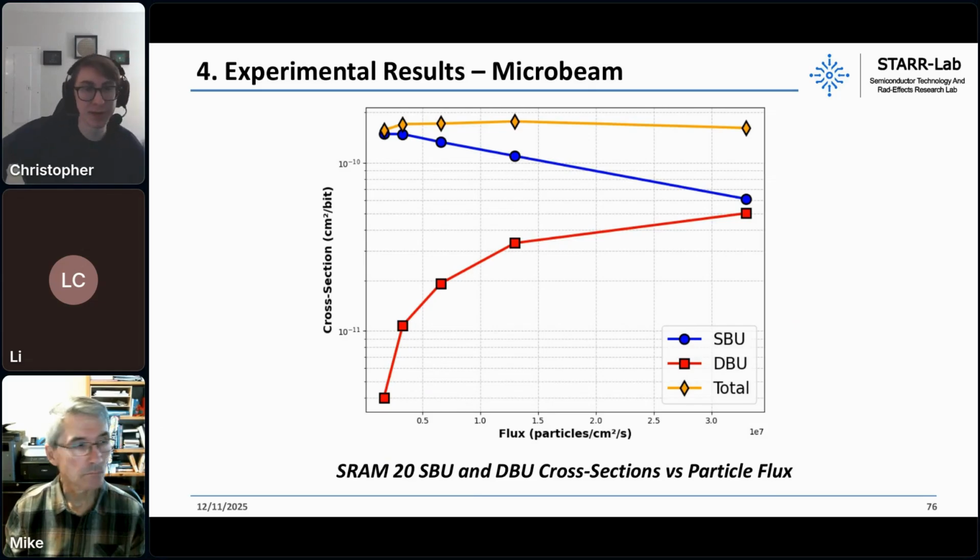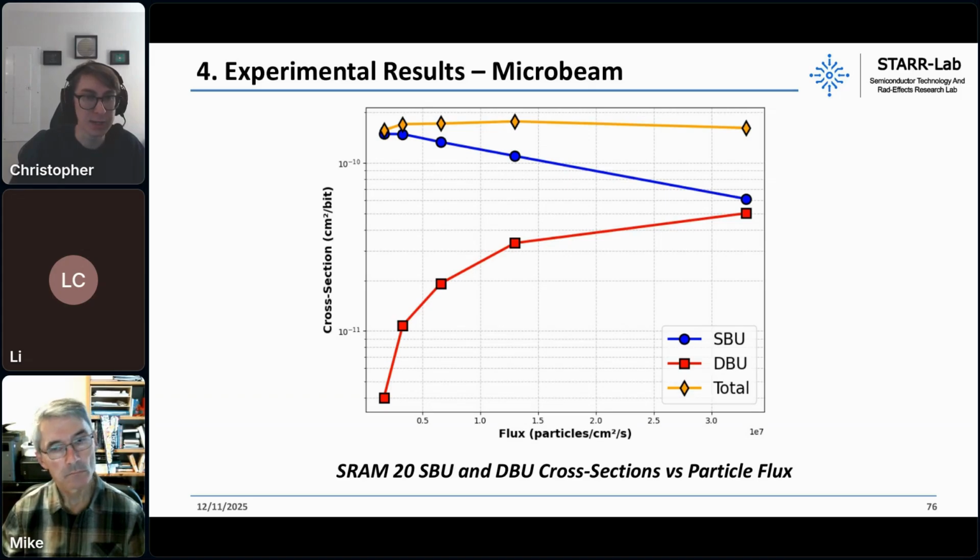We also spent some time looking at how the flux, the number of particles hitting the device per second, can change the relationship of the upsets occurring in the memory. As the flux goes up, for one memory bank, I think this is SRAM bank 20, you can see that the total number of errors doesn't really go up or down depending on the flux, but the distribution of those errors, whether single bit upsets or uncorrectable double bit upsets, does change quite significantly as the flux increases.